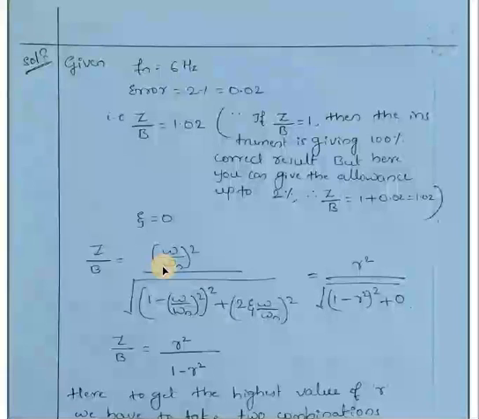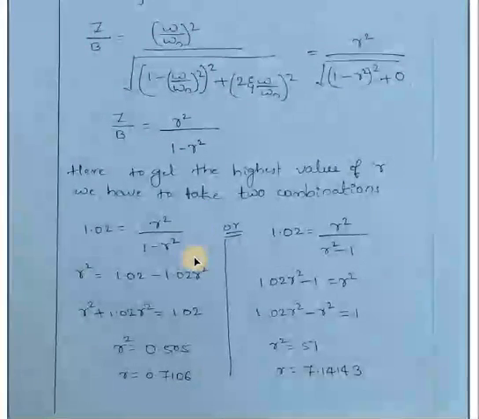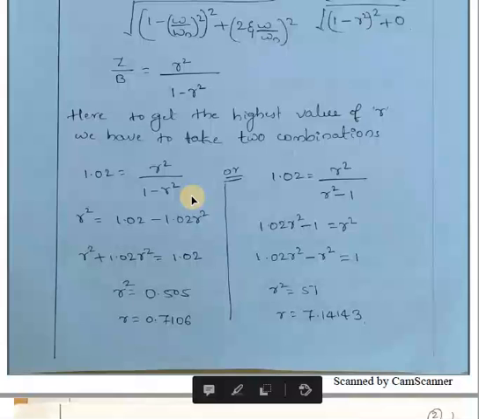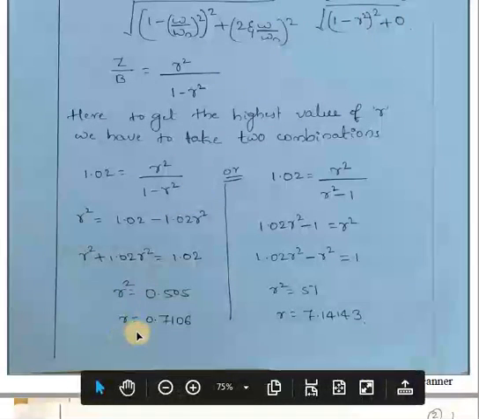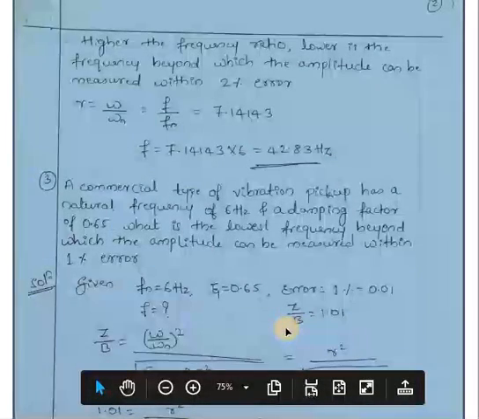Omega n he has given in terms of hertz. The only unknown is going to be omega here. So solve for R in this equation. Okay. So again here also you can take plus or minus. So that time you will get the range. Okay. So if you take 1 minus R square in that equation, you will get R as 0.716. If you take the denominator as R square minus 1, you will get the R value as 7.14143.